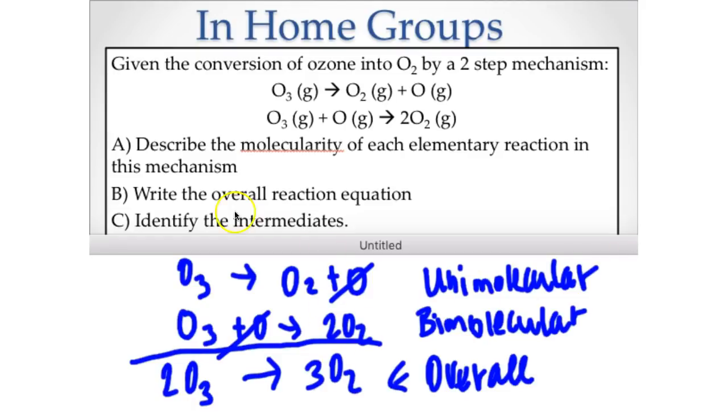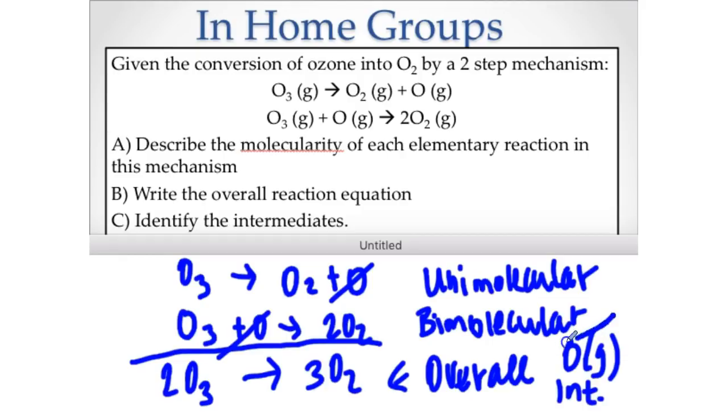It says to identify the intermediate. So what is produced and consumed? O2 is produced, but it's not consumed here. O is produced here, and it is consumed here. So oxygen on its own, O, would be the intermediate.